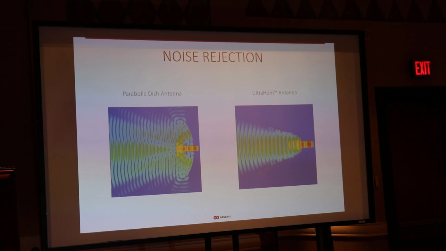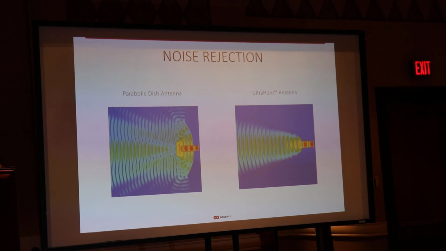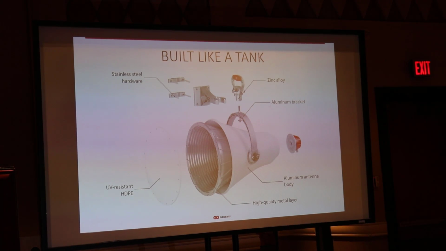And again, if we compare what the pattern looks like between a parabolic dish and a horn, you can clearly see how much more uniform it is. And this uniformity is what translates into more stable connections and higher MCS rates.